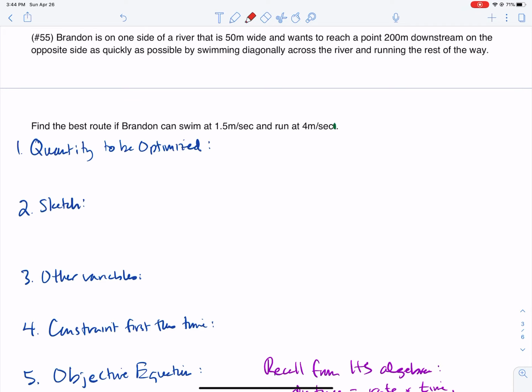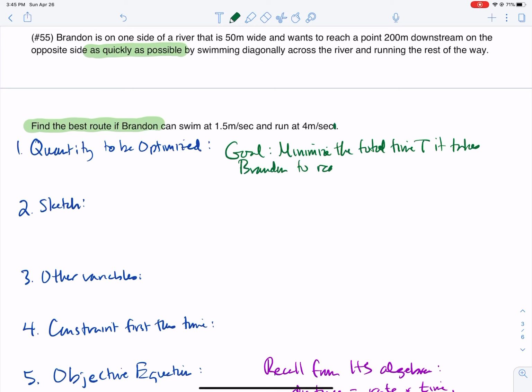And so we want to think about what this "find the best route" means here. We have another tip up here, this phrase, "as quickly as possible." When you do something quickly, you're doing it in a lesser amount of time. And so what we're trying to do in this case, our goal, is to minimize the total time T it takes Brandon to reach his destination. So I'm going to call capital T the quantity that we want to optimize here.